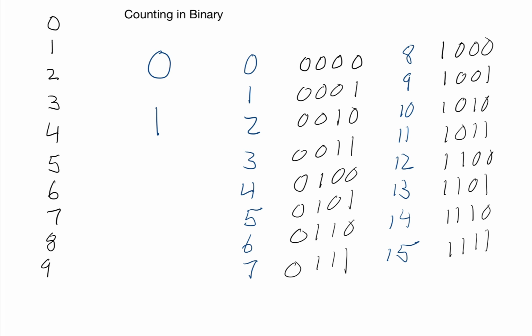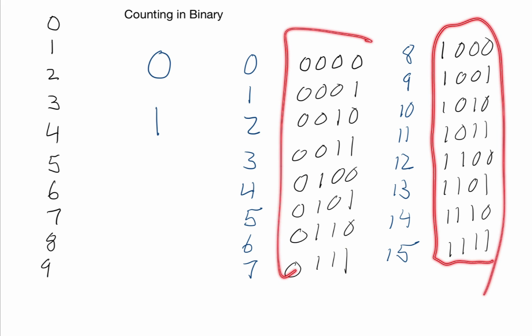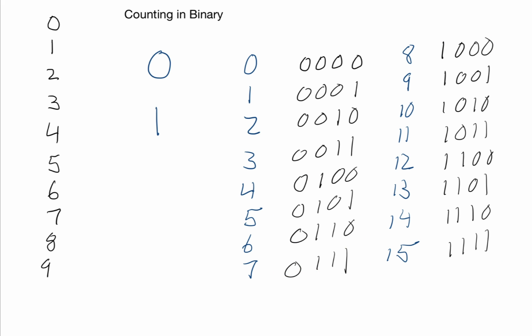And so now we are at the limit of numbers that we can represent with 4 bits. If you notice, all possible combinations of ones and zeros are used up. So if we want a number bigger than 15, we're going to have to add a bigger bit.